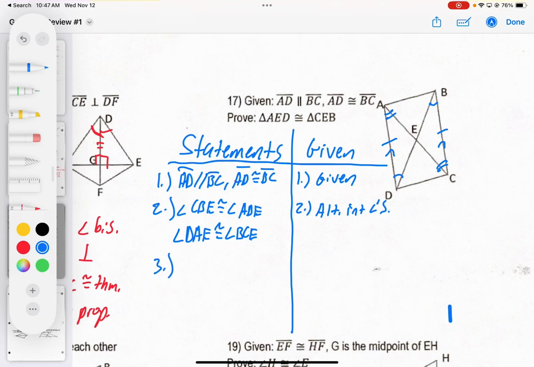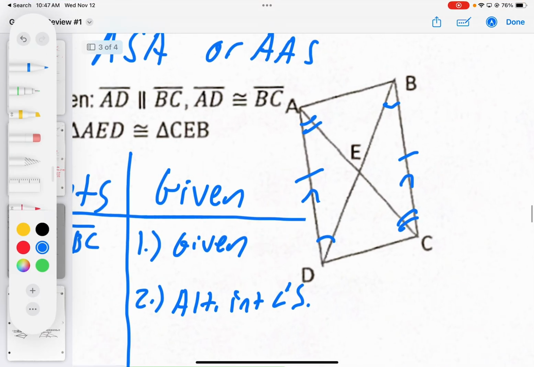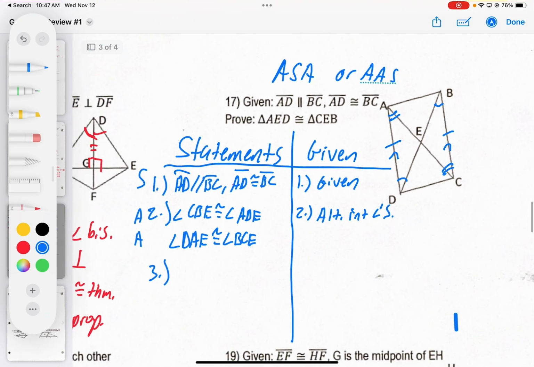Have I shown enough to prove these triangles congruent? Yes, I have. In the given, there was a side, and then we just said two angles. So then our options are either angle, side, angle, or angle, angle, side. Based on what I marked up in the picture, which one would we use? Angle, side, angle, because I did those two alternate interior angles and the side between them. So I would say triangle AED is congruent to triangle CEB. And then the reason for that is what Ryan said, angle, side, angle.